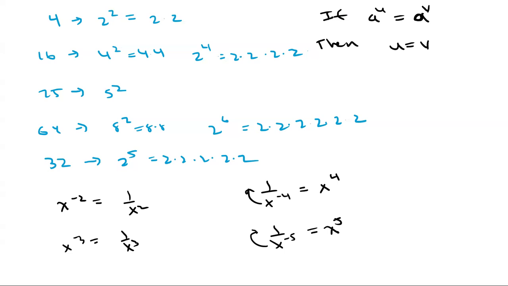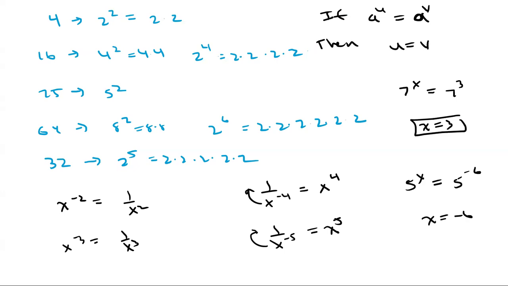So for example, if I have 7 to the x equals 7 to the third, then the bases are the same. So my answer here, I just equate the powers. It'll just be x equals 3. And that's it. If I have, say, 5 to the x equals 5 to the negative 6, again, we have the same base. So our answer is just going to be x equals negative 6. So again, if the bases are the same, then we can just equate the powers to each other.